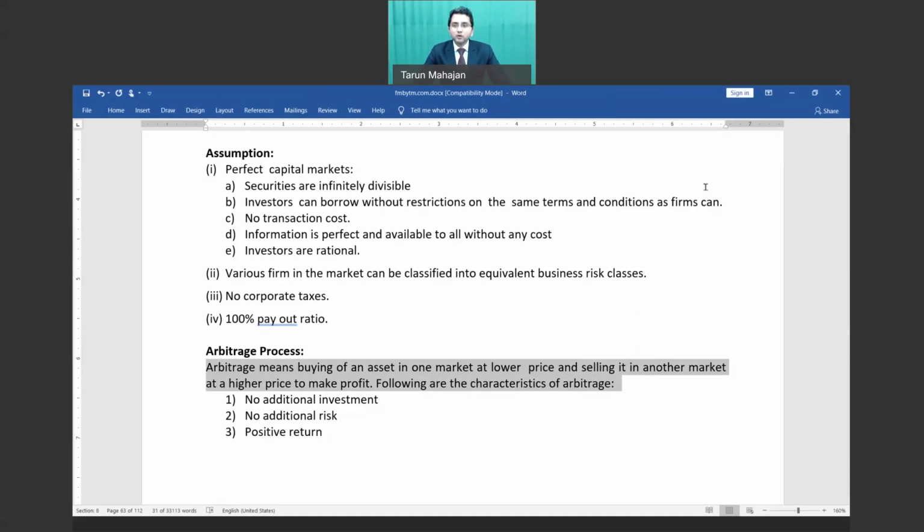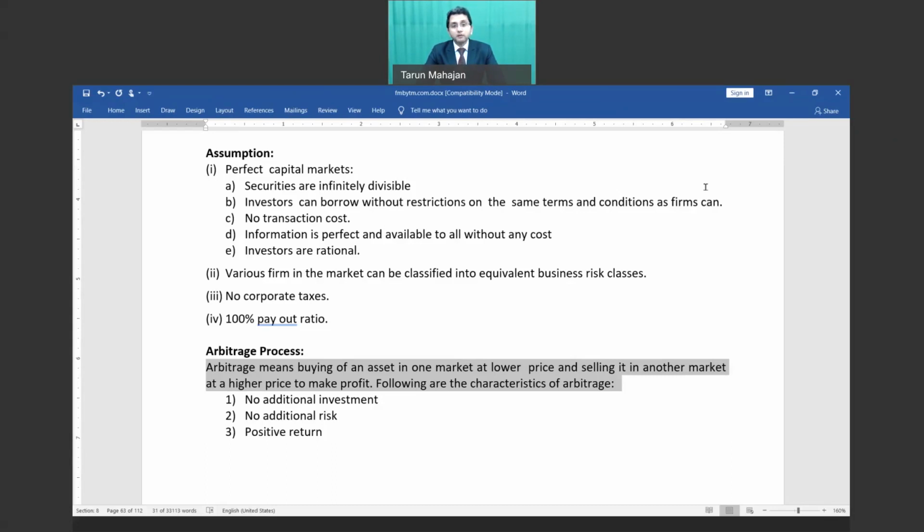For example, the arbitrage process can be used anywhere. It's not related only to the Modigliani and Miller approach. Whenever there is a disequilibrium in price, then arbitrage comes into the role. Say, for example, gold price in Indore is 50,000 rupees per 10 grams, and gold price in some other city, say Jalgaon, is 52,000 rupees per 10 grams. Now, this is a mismatch and one can make money out of it. You buy gold in Indore, you sell it in Jalgaon.